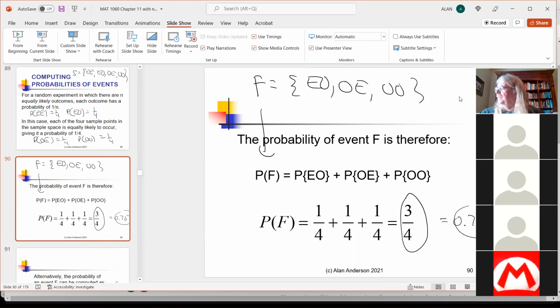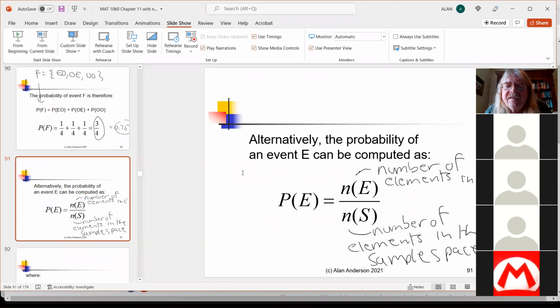Wow, that was easy. But in this special case, when each element is equally likely to occur, there's a way we can even speed this up further. But remember, this only happens when we have all equally likely outcomes. That means we can just take the number of elements in our event and divide by the number of elements in the sample space. But again, this only works when all the outcomes are equally likely, like they were here.